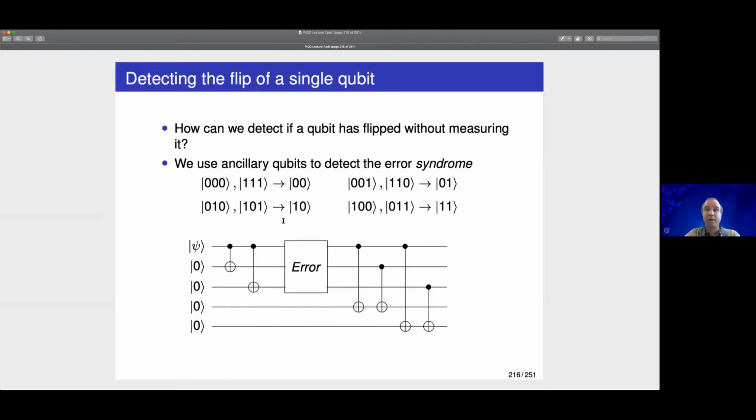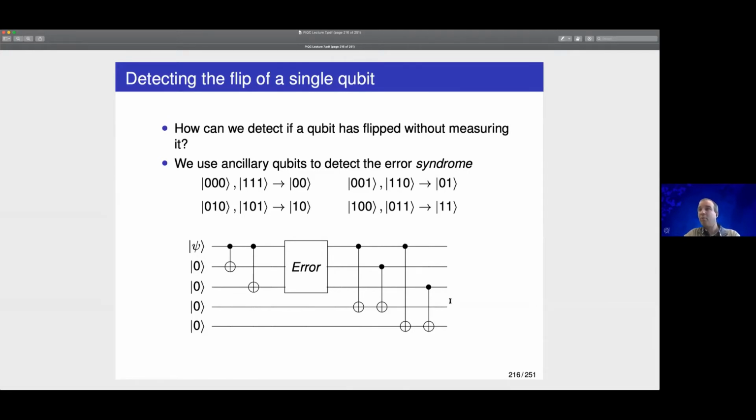So if both of them are equal, at the end of these two operations, here we are going to have 0. And if we have 1, we know that these two qubits are not equal. One of them is 0 and the other one is 1. We don't know which one is 0, which one is 1, but we know that they are different. Okay. With this second part, what we do is the same, but now we compare the first qubit with the third qubit. Okay. So again, if both of them are equal, here we are going to have 0. If they are different, we are going to have here 1.